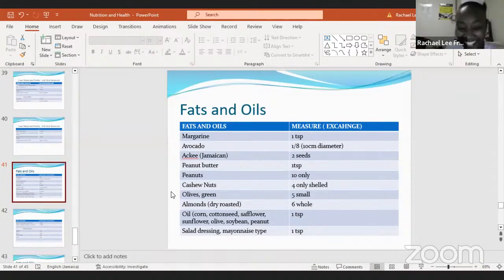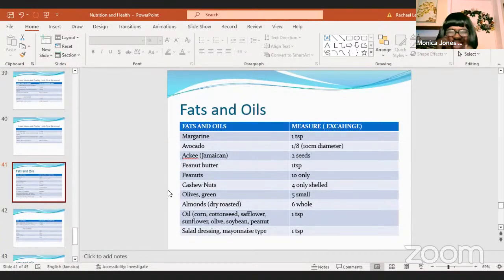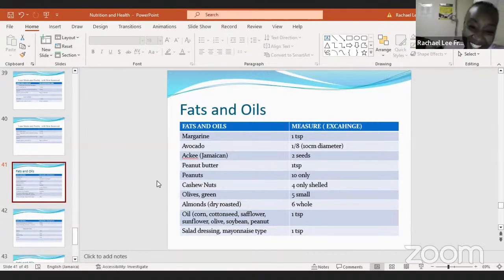Oh my God. Impossible, right, Sadie? Impossible. You have to have what? A good cup of ackee and saltfish. People eat ackee and saltfish. I like a cup of ackee and saltfish. 2 seeds. Oh my. When I was preparing this, I said, oh, this is ridiculous.